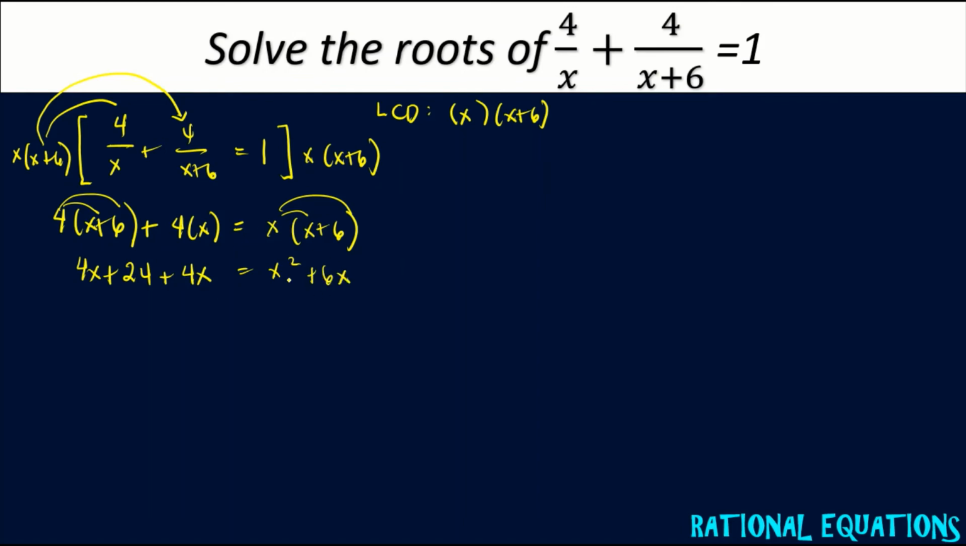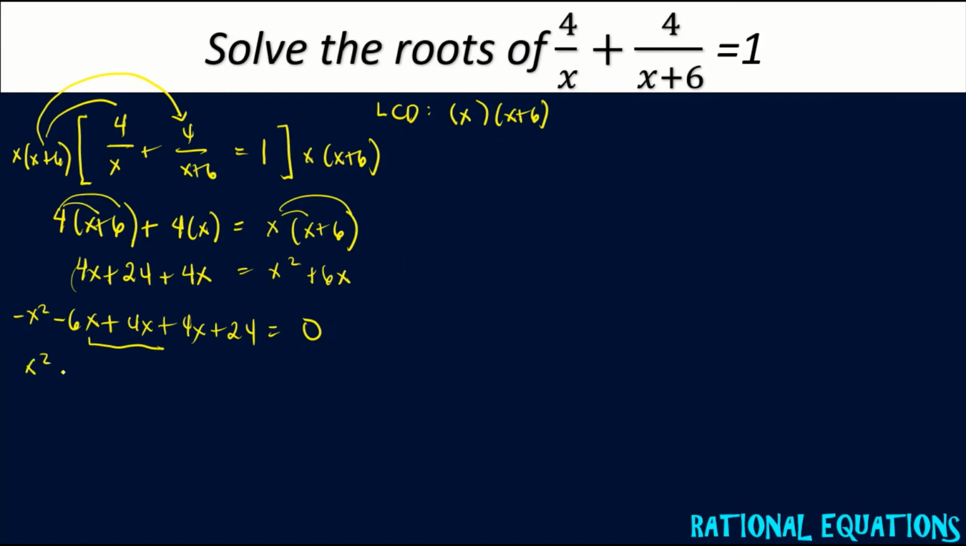Okay, so to make it in general form, lahat ng terms ilipat natin sa kabila. And lahat ng mga terms na ililipat ay magbabago ng sign. We have negative x squared, then minus 6x, and then sunod natin yung may variable, 4x, then plus 4x, then plus 24, then equals 0. Okay, and then, dapat lahat ng signs ay babaguhin natin since a is negative.